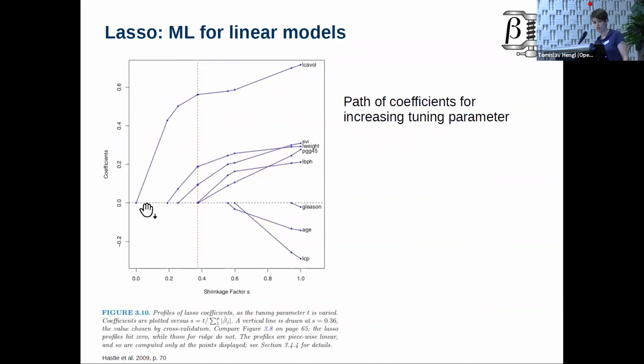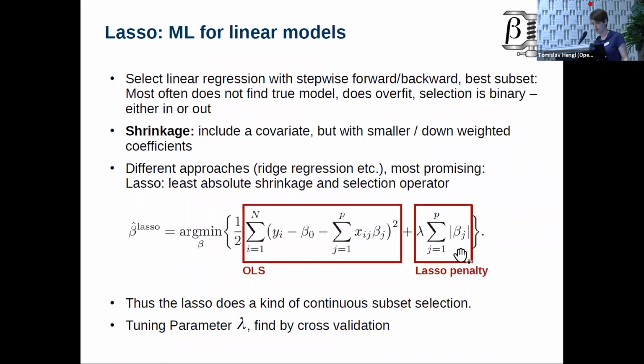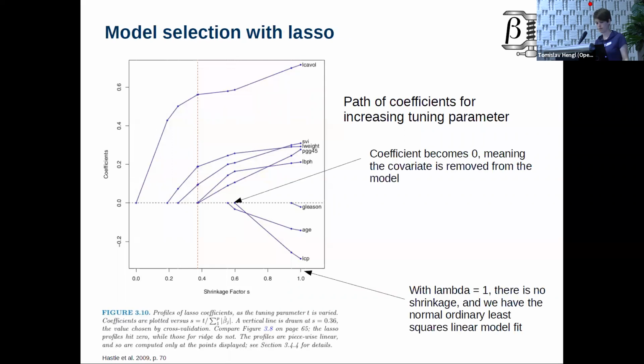So here you can see, for example, how this behaves. This shrinkage factor in this graph is called S. As we increase it, the penalty is loosened, and the coefficients, these are the single covariates, get larger and larger. There is just one lambda, because here you calculate the sum of the absolute value of the coefficients. The shrinkage can even be so strong that a covariate becomes a zero coefficient, and this means it's removed from the model, and therefore we also have a model selection tool with which we can remove covariates.